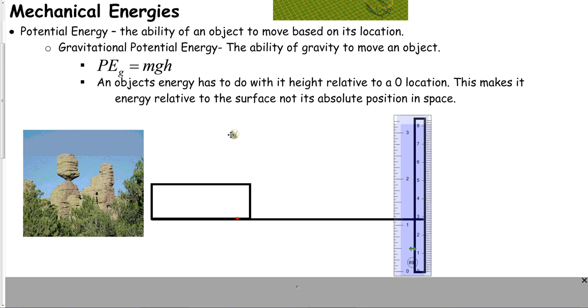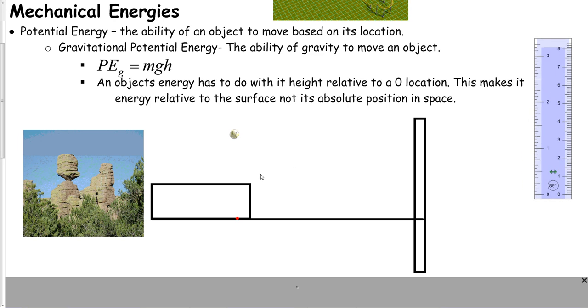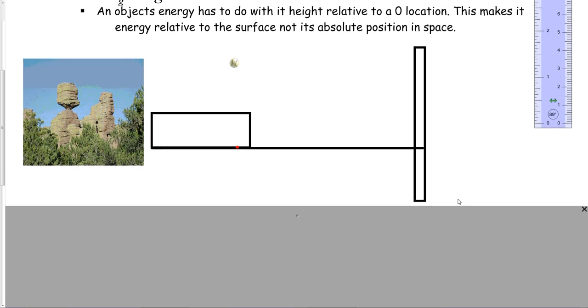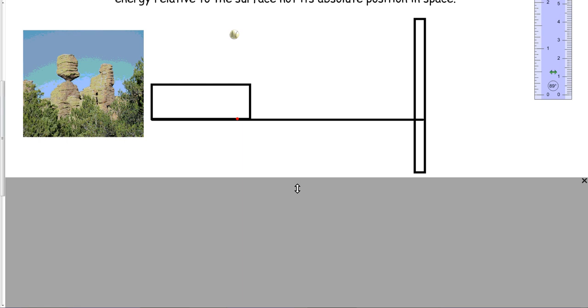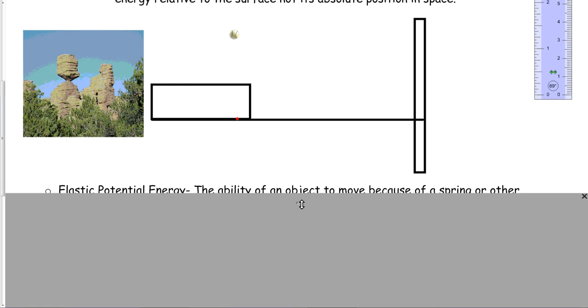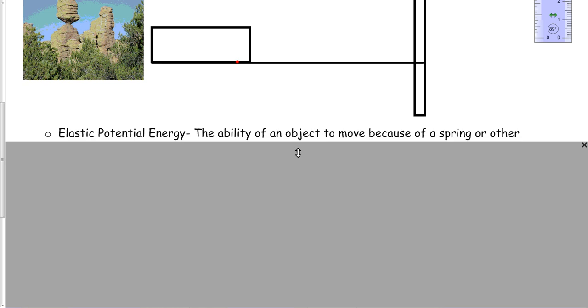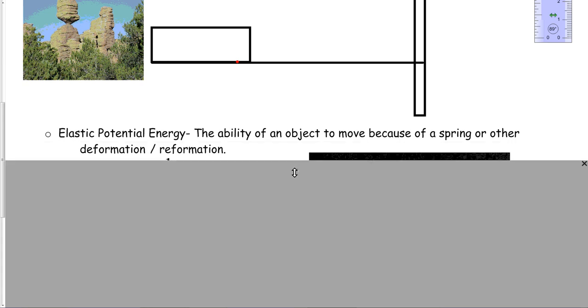I can have a negative potential energy if I choose to have my zero above my ball. But that is okay. Once again, if I keep the same convention throughout the whole problem, it won't affect it having a negative potential energy. Here's a picture of a rock that has some great potential energy. It's just sitting there. It's not really doing a whole lot of things, but it definitely has the potential to fall down the mountain. So let's talk about the other type of potential energy, and that's the elastic potential energy. And this is the ability of an object to move because of a spring or other deformation or reformation.